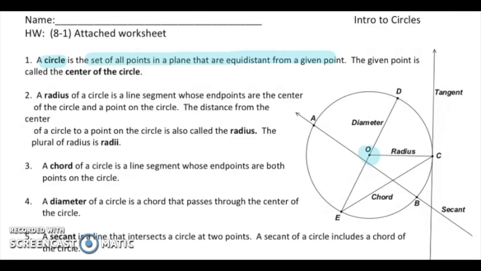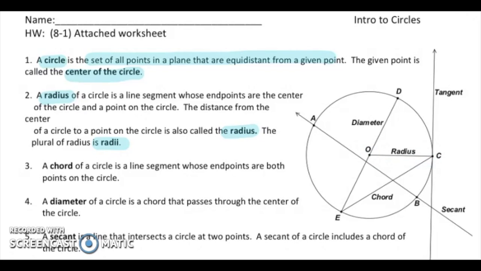So we start with a point that we call our center, and then the circle is any point that is an equal distance from that center. So if I go out to any point on the edge of my circle, it will be the same distance from that center. That distance is called the radius, and the radius is also a line segment whose endpoints are the center and a point on the circle. The plural of radius is radii, so this is my radius.